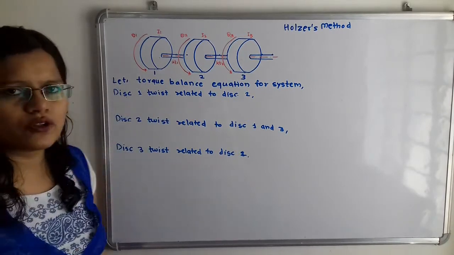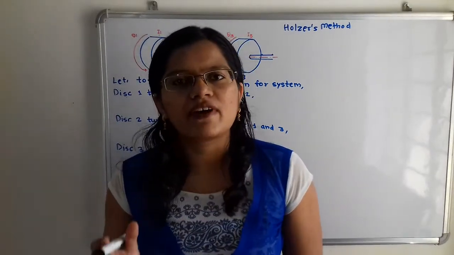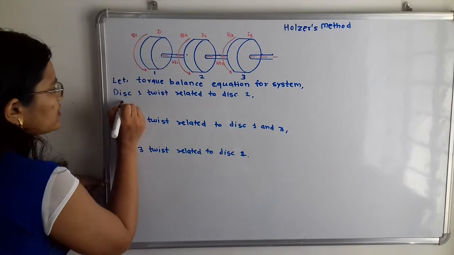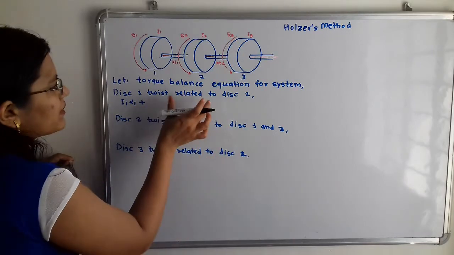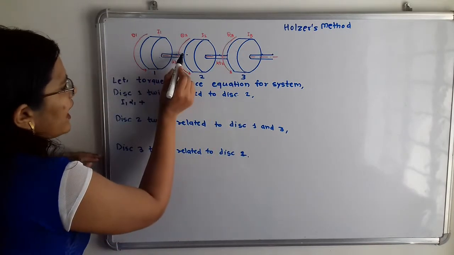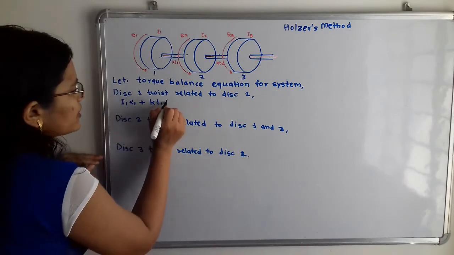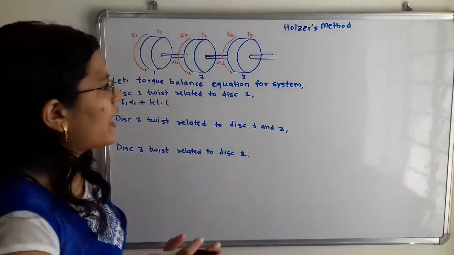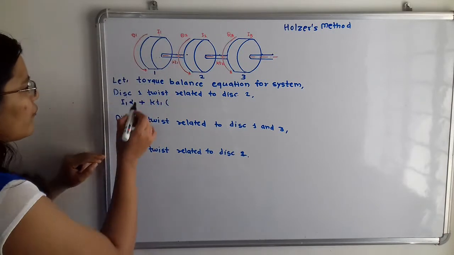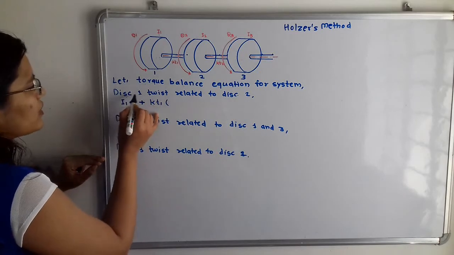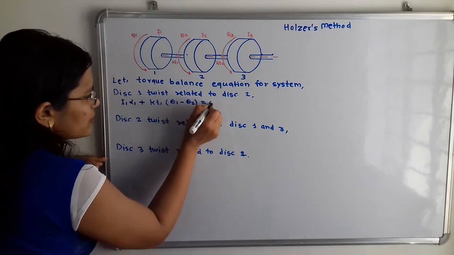Now we have to write down the formula. For disc 1 we write I1 alpha 1, where I is inertia and alpha is angular acceleration, plus, now we have to make the relation between disc 1 and disc 2. It is attached to the shaft having stiffness KT1, so we write KT1. In the bracket we write the angular displacement difference, that is, the difference between theta 1 and theta 2. This is the torque balance equation for disc 1: I1 alpha 1 plus KT1 (theta 1 minus theta 2) equals 0.